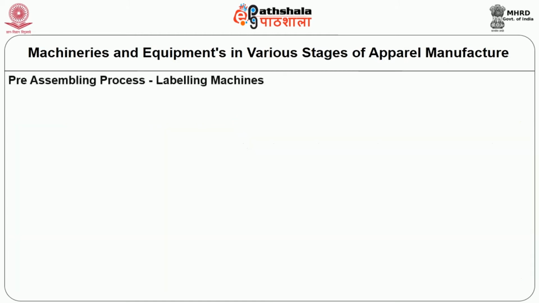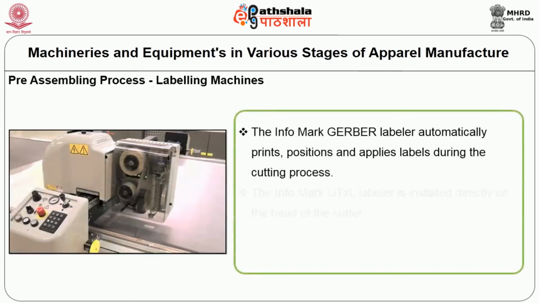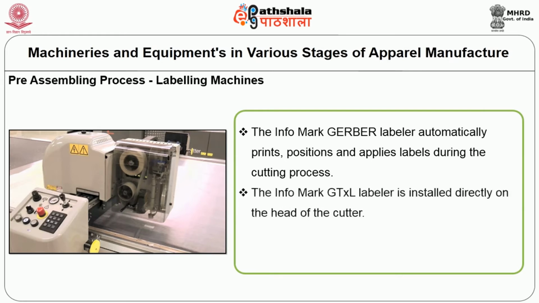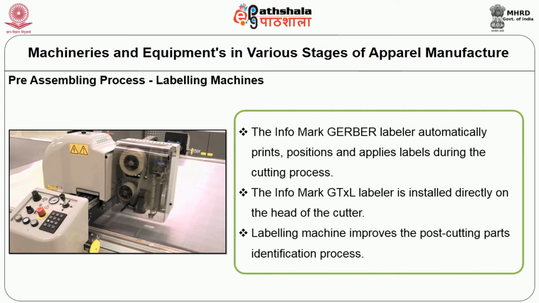Next one is the labeling machine. The Infomark Gerber labeler is an example of an automatic labeling machine. This automatically prints, positions and applies the labels during the cutting process. The Infomark GTXL labeler is installed directly onto the head of the cutter. A labeling machine improves the post-cutting parts identification process. So that's an example of a labeling machine. So that's all about the pre-assembling processes.